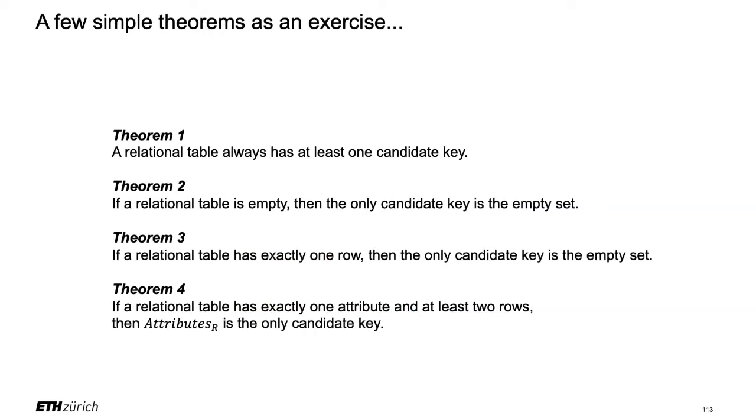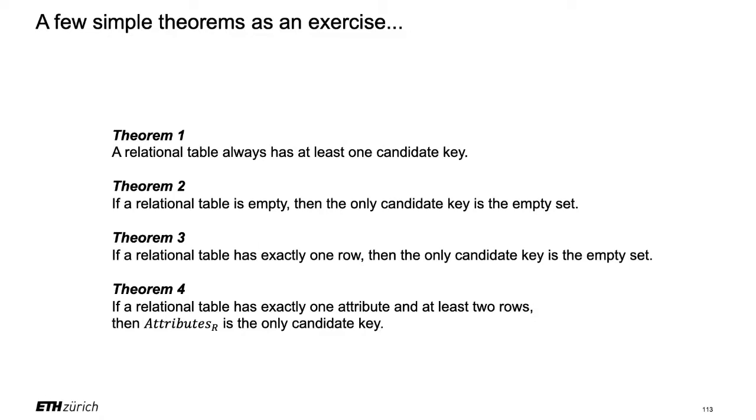Now I have a few theorems for you again. I love throwing them at you for you to think offline. So theorem 1 says, a relational table always has at least 1 candidate key. It cannot be that there's none at all. To see that, if you keep removing attributes, then you end up with the empty set, right? So in the worst case, the empty set would be your candidate key. So you will never have no candidate key at all.